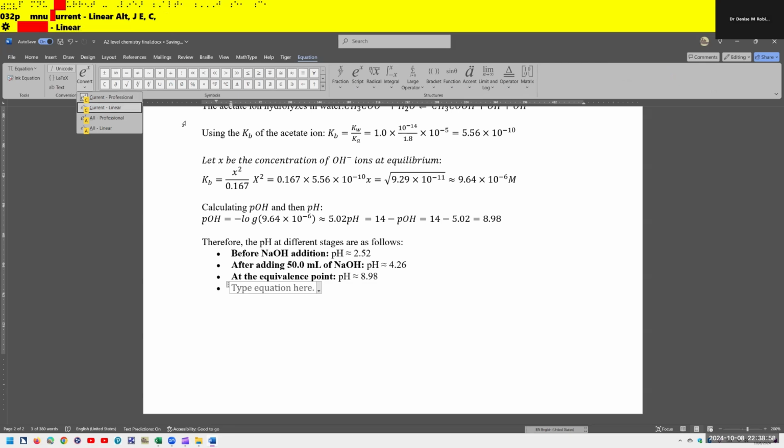Current linear to all professional. All linear 4 of 4. Convert all professional 3 of 4. Convert all equations to display format professional. Alt followed by J E C A. Yeah, that's right, Alt J, E, C, A. And of course, you want that Alt, did I say that? Alt J E C A. Yes, all professional. We're going to hit enter just to confirm all of this really is professional.